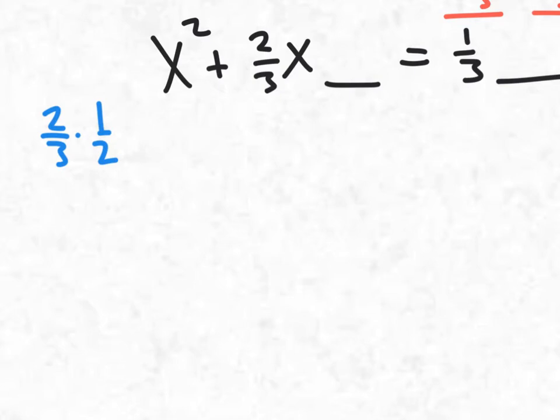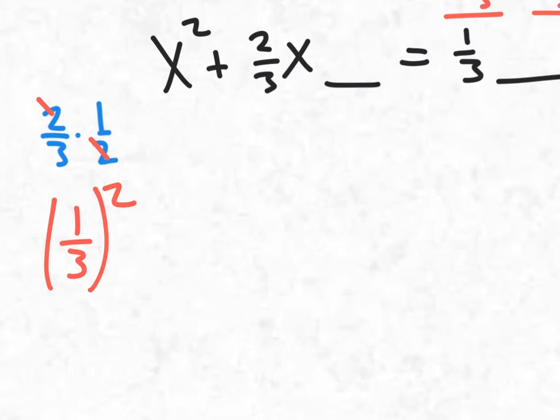It's the same thing as dividing by 2. So when I take 2/3 and I take half of it, what do I get? 1/3. Notice that the 2's cancel. You're correct. It's 1/3. That's half of B. Now I still need to do what with it? I still need to square it. And that'll give me my perfect C value.